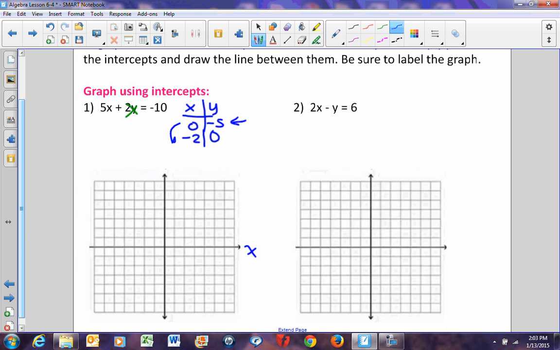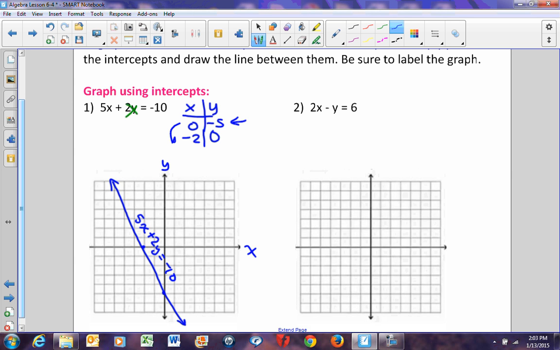it crosses, label your axes, x and y. It crosses my x-axis at negative 2. Here's negative 2 on the x-axis. It crosses my y-axis at negative 5. 1, 2, 3, 4, here's negative 5 on the y-axis. And I just simply draw a line. Use a ruler, I can't do that on the smart board, we talked about that. And label the equation. 5x plus 2y equals negative 10.